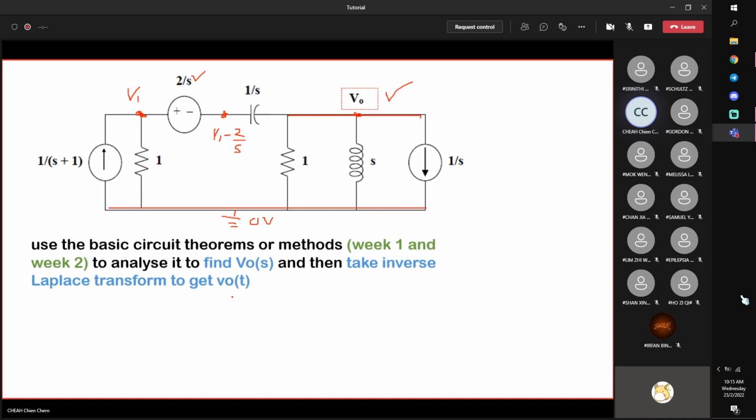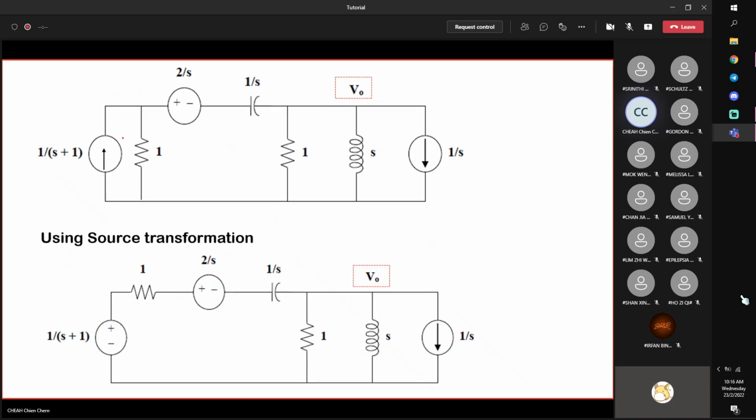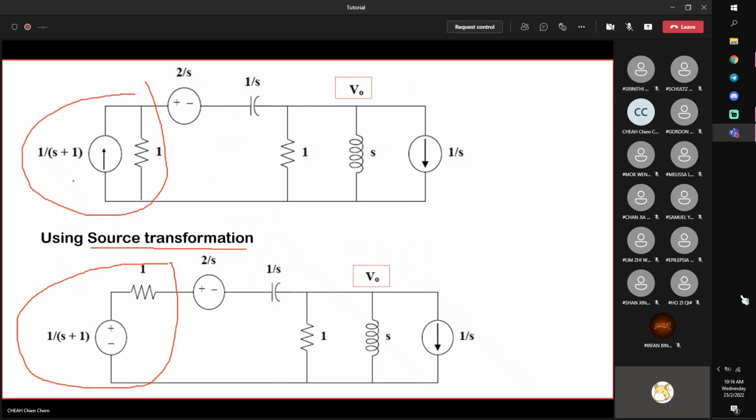So this is one way. The method is not fixed, because it's not specified. So it's up to you to choose. But if you do not want to solve two equations, or you're not comfortable with solving two equations, then transform the circuit using source transformations. Here I will transform this into this. Ohm's law, current multiplied by resistance gives you voltage, a voltage source in series with 1 ohm. This circuit is now easier to analyze.